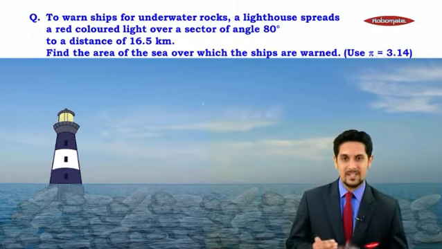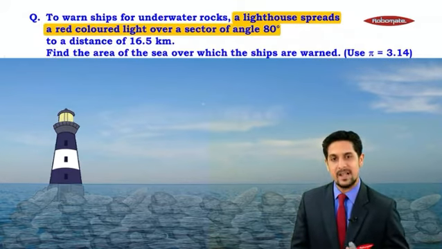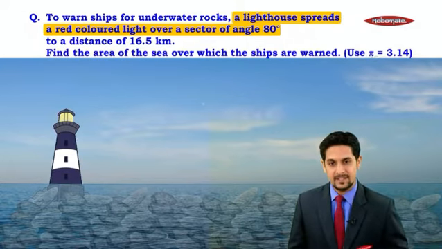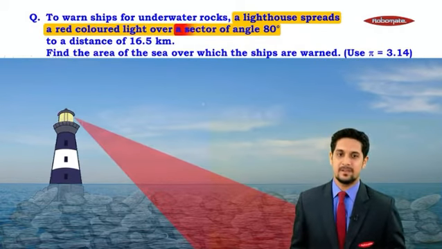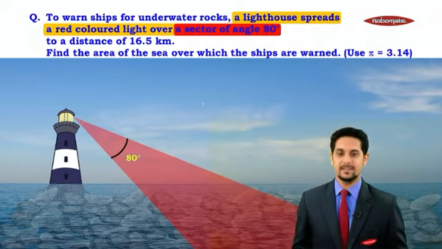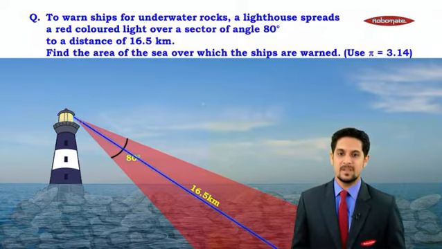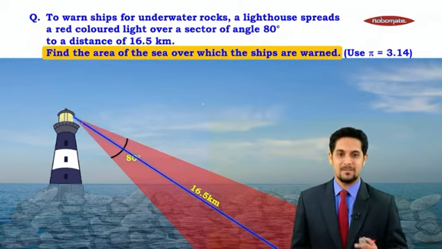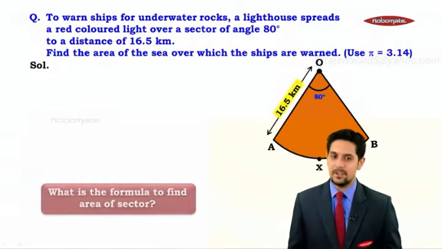Let us understand the question in parts, which says, a lighthouse spreads a red colored light over a sector of angle 80 degrees. So here is the red colored light and it is forming a sector where the angle of this sector is given to be 80 degrees and the distance is 16.5 kilometers. Now students, we are supposed to find the area of the sea over which the ships are warned. That means, as we know it is forming a sector, we need to find its area.